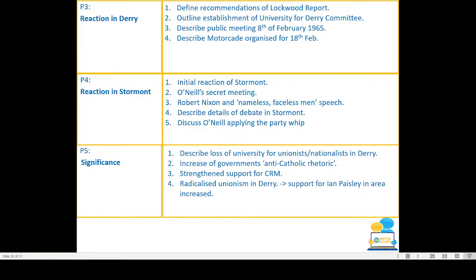So the leaders of this University for Derry Committee included John Hume, who went on then to start this civil rights movement. He helps to establish NICRA and really starts pushing for more equal Catholic and nationalist rights in Northern Ireland. And I'd also like to see students discuss how it radicalised unionism in Derry. So we see support for Ian Paisley's DUP in the area increase.